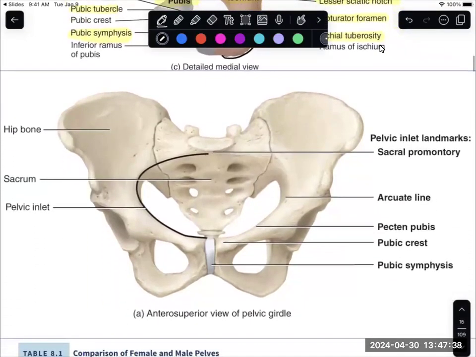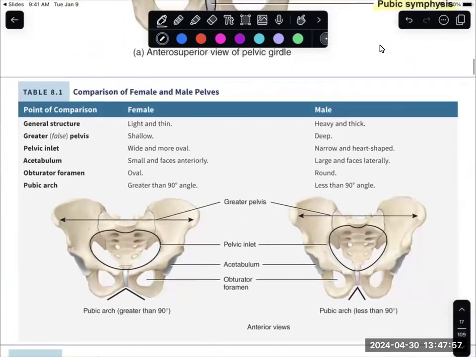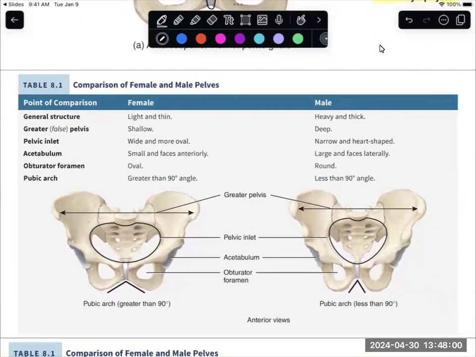So our pelvis. Here again is that pubic symphysis, which is this area through here. Our pelvis, there is differences between a male pelvis and a female pelvis. A male pelvis, if we look over on the right-hand side, has a pubic arch that is very narrow. It is less than that 90 degrees. A female pelvis, this pubic arch is a lot larger.